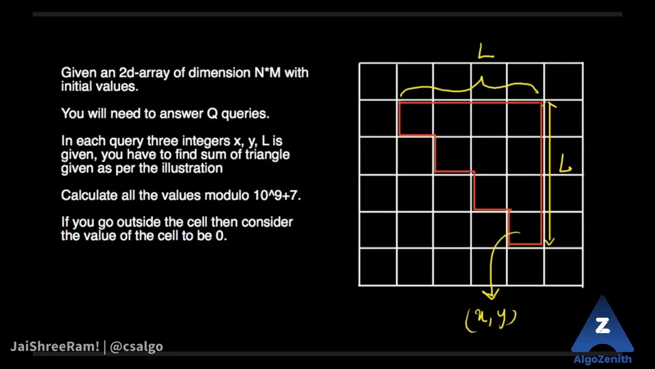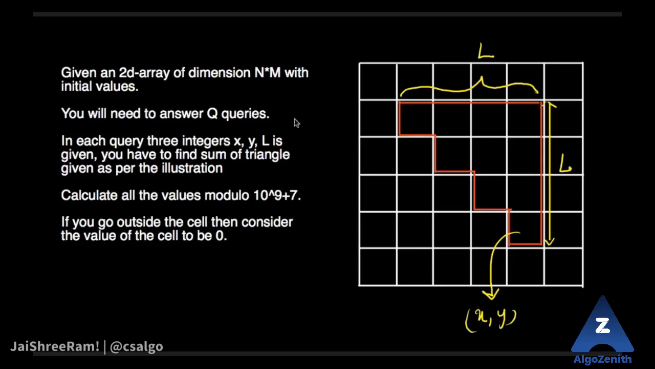Hi, in this video we'll be talking about a nice problem. So let's just get into the statement. You're given a 2D array of dimension n cross m with some initial values in the cells. Now for each query, you need to find out the sum of the triangles shown in the diagram.